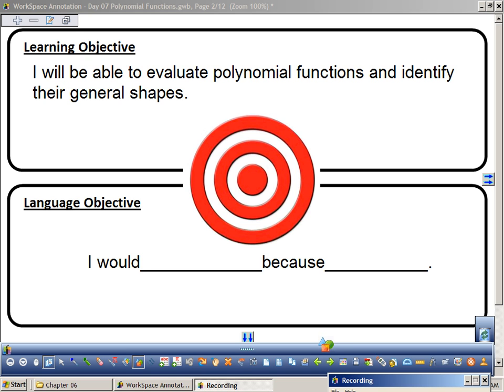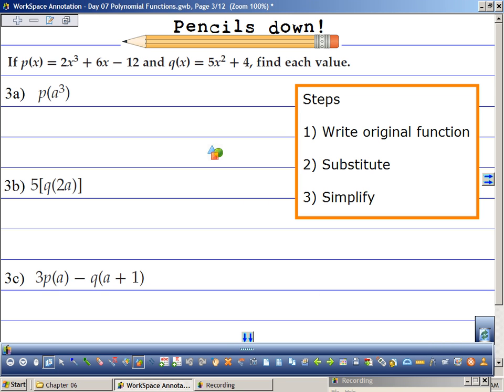Okay, Russell? Okay, thank you. All right, pencils down.